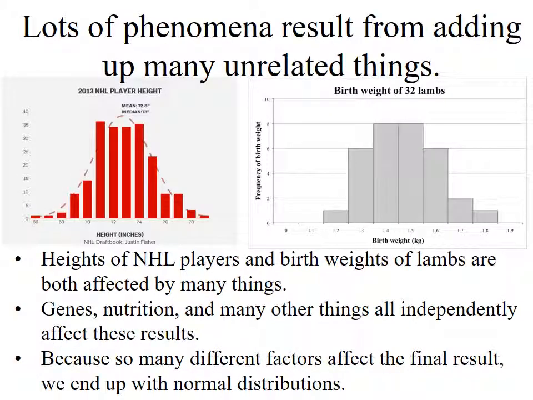So here's a couple more normal distributions. There we have the heights of NHL hockey players. Here we have the birth weights of 32 lambs. Both of them form this kind of mound-shaped, bell curve-shaped distribution.